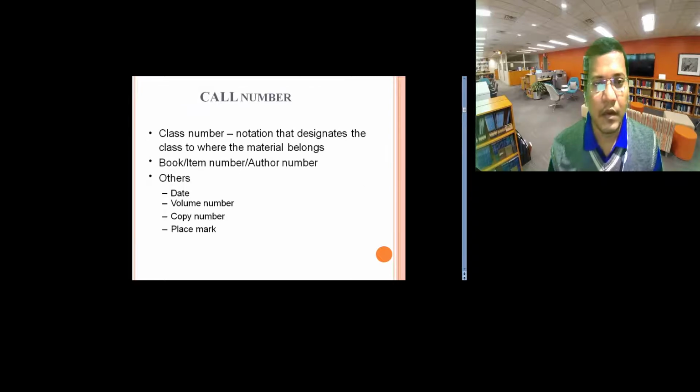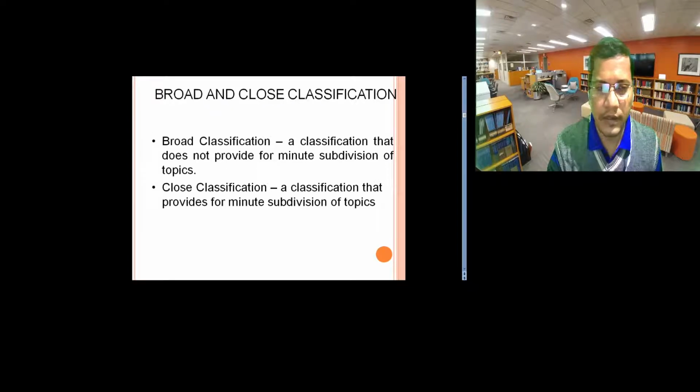Now the call number. It consists of the class number, that is, the notation that designates the class to which the material belongs; the book or item number or author number; and other parts such as date, volume number, copy number, place mark, etc. Together they are called the call number. This is the unique number to identify an individual book or any other document.